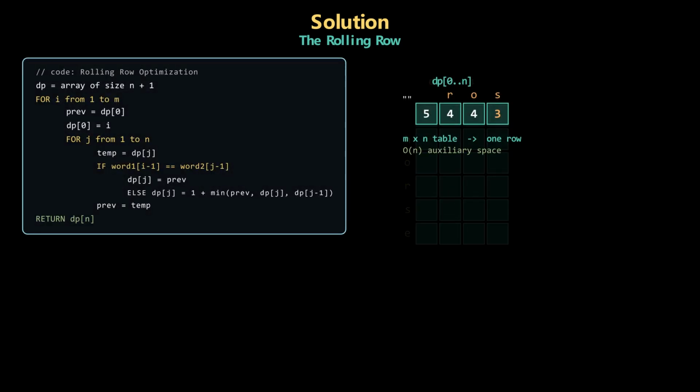One last space optimization: collapse the full table into a single rolling row. Each new row only reads the row above it, so we never need the full table in memory. We keep one array of length n+1 and overwrite it for every row of word 1. A previous variable stores the old diagonal before each cell is updated. That compresses auxiliary space from order m times n down to order n.